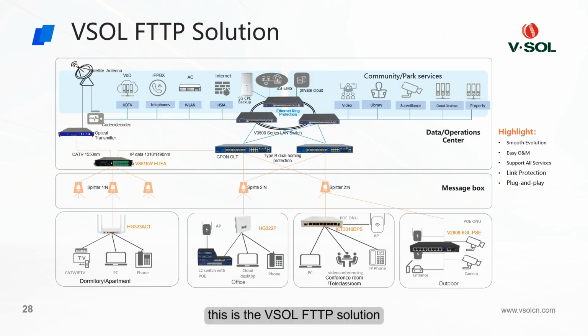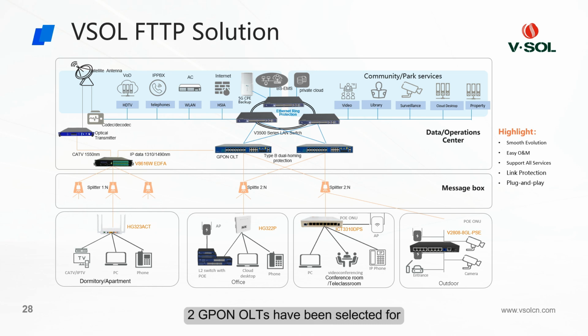This is the VSOL FTTP solution, which means fiber to the station. There are various service access points, including VOD, IPPBX, AC, Internet, video, surveillance, and other businesses. These services all require the network as the foundation, transmitting different services to different scenarios through the network. This environment has certain requirements for network redundancy, and the business cannot be disconnected for a long time.